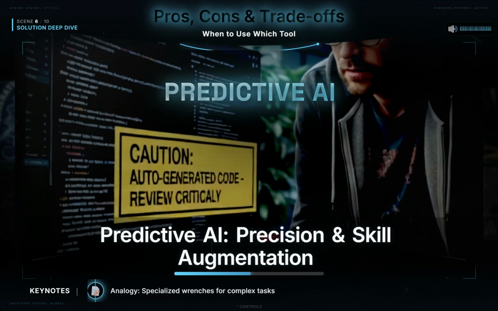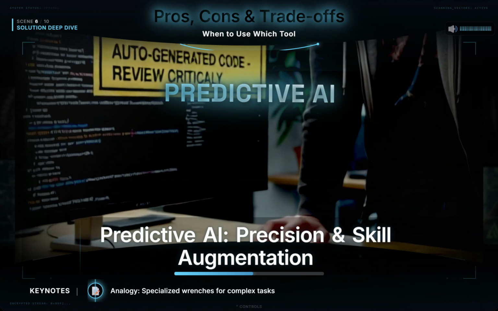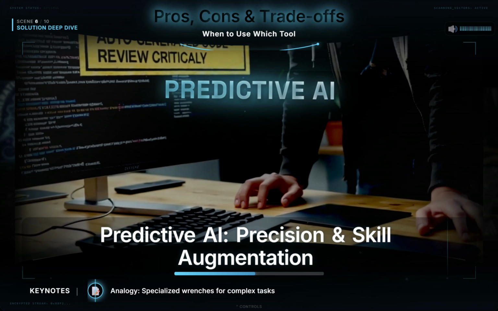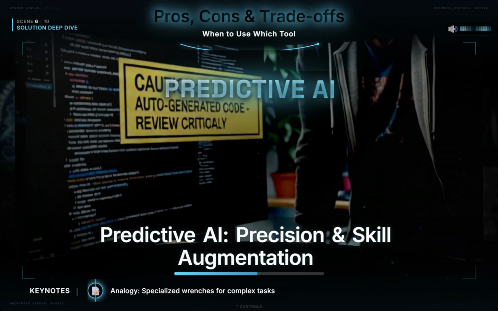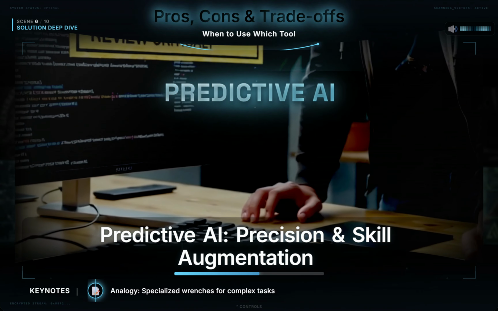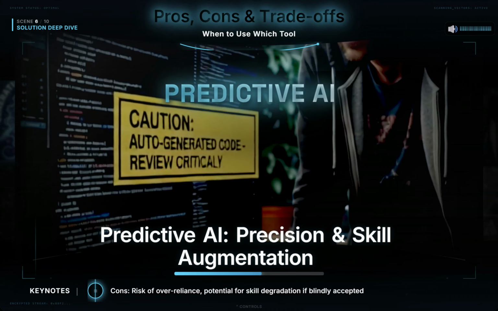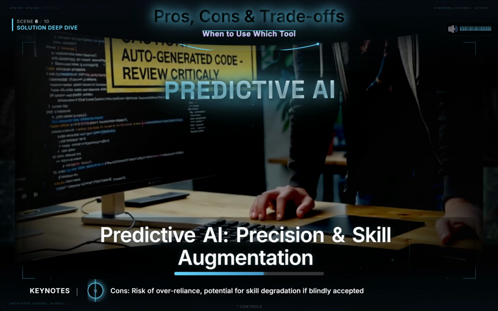In real systems, this shows up when a predictive tool highlights a potential race condition or suggests a more efficient data structure. The challenge? Over-reliance, where you accept suggestions without true understanding, degrading essential skills.